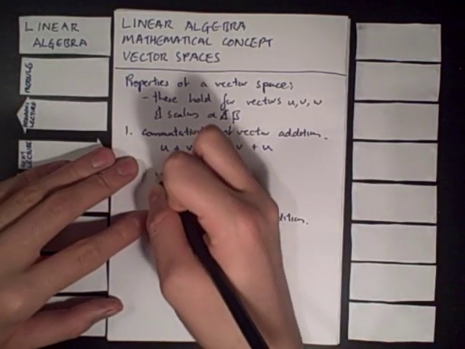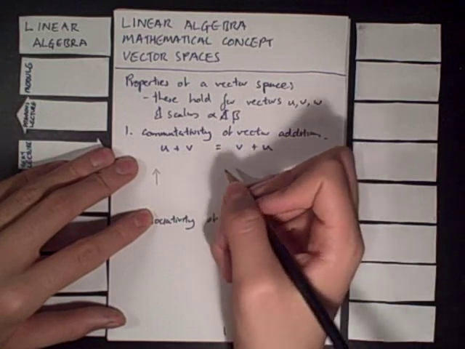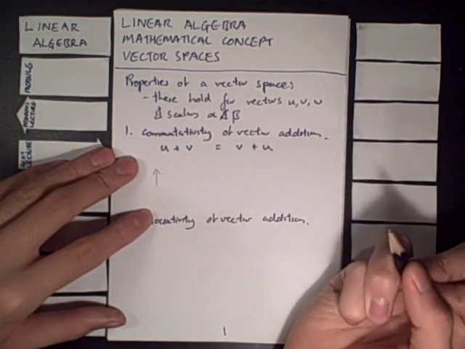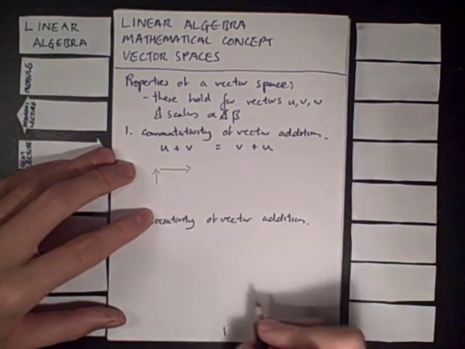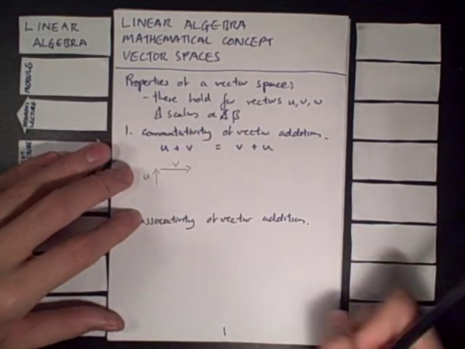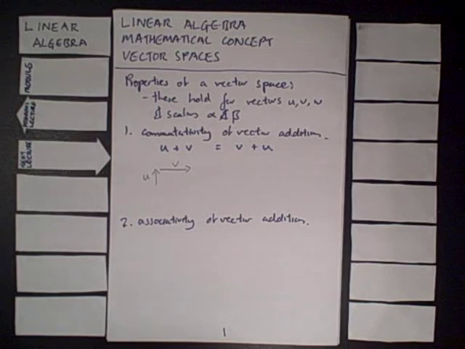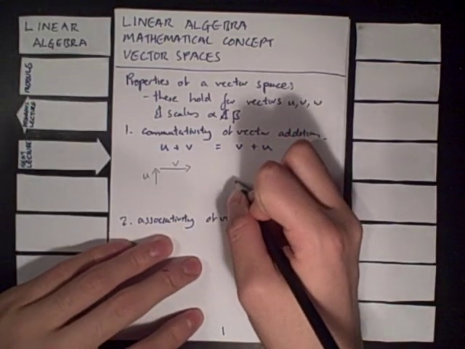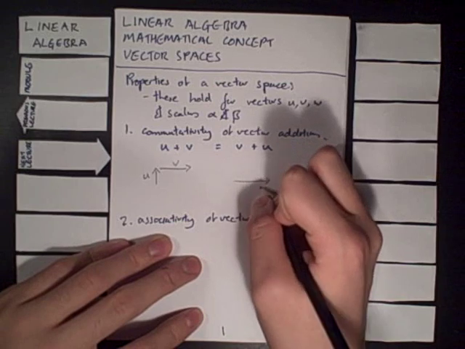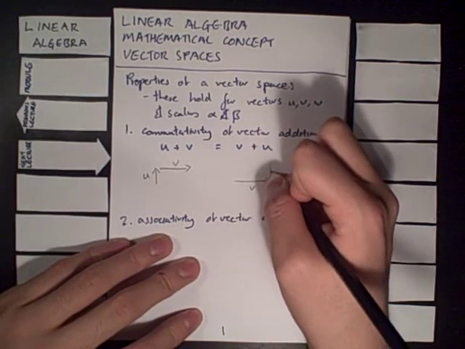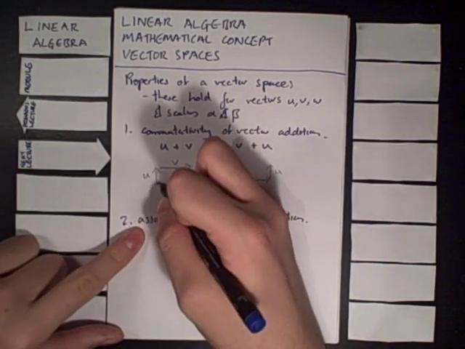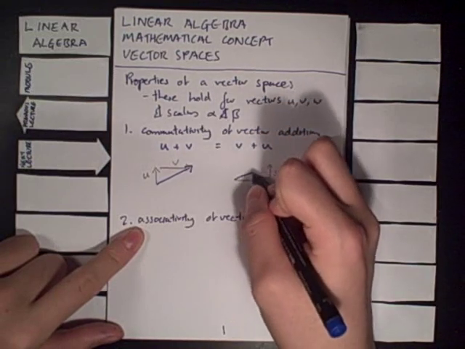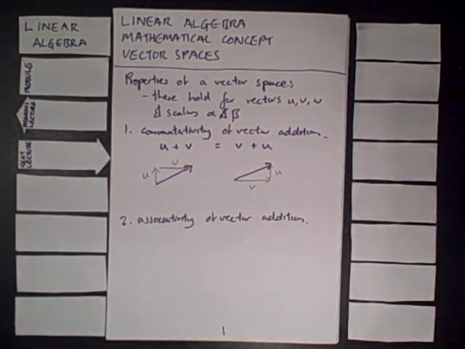If a vector u is, let's say, forward one step, and a vector v is, say, to the right two steps, so that's u and v, we can then also write v plus u. v is to the right two steps, and then u following that is up one step, and quite obviously the result is the same. So vector addition is commutative.